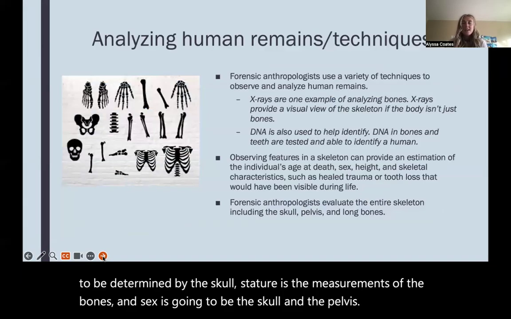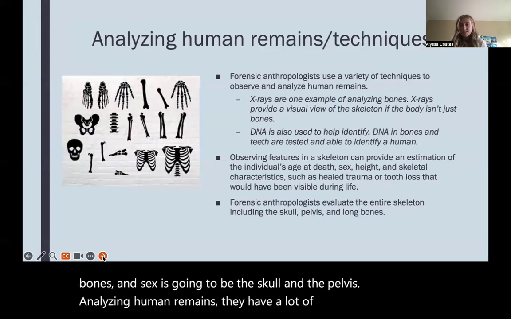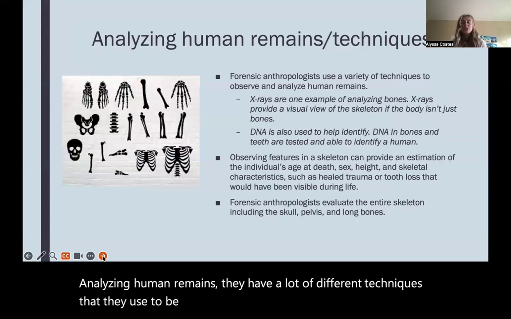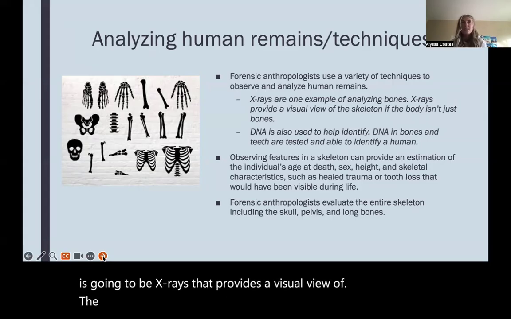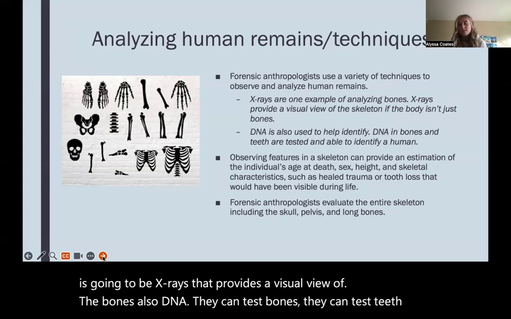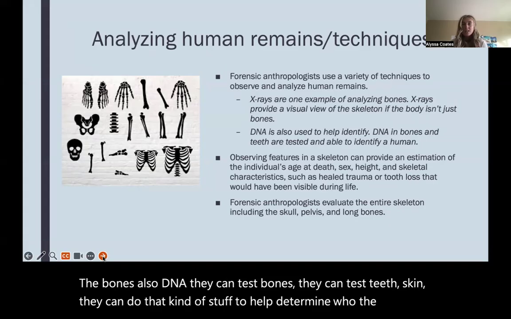Analyzing human remains, they have a lot of different techniques that they use. The main one is going to be X-rays. That provides a visual view of the bones. Also DNA, they can test bones, teeth, skin. They can do that kind of stuff to help determine who the person is.